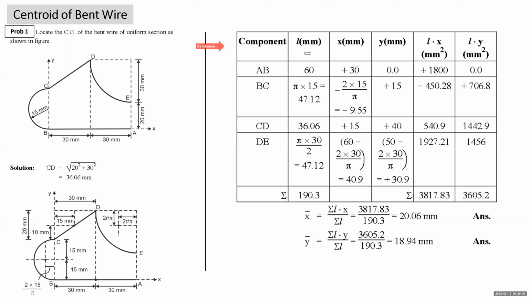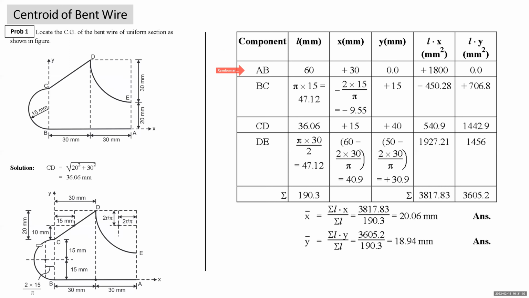Length will be in mm. Here X is in mm, y is in mm, Lx and Ly will be in mm square. Now AB. This is length AB, it's of 60. All right. So x coordinate is measured from y-axis. It's right of y-axis by 30. So x coordinate is plus 30. Y coordinate will be 0 because centroid of this part of the wire AB is lying on x-axis. So y coordinate will be 0.